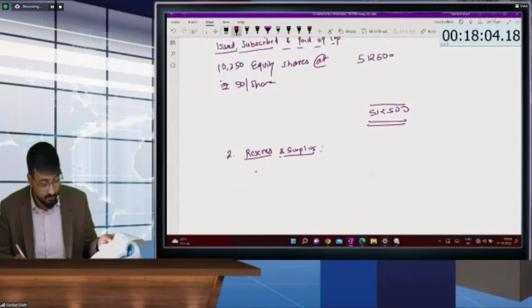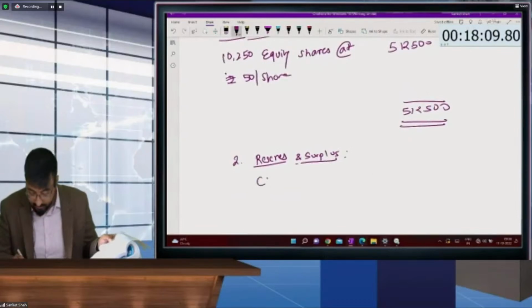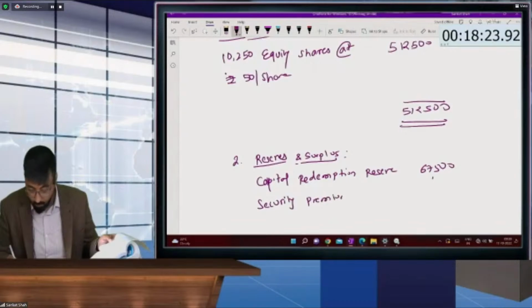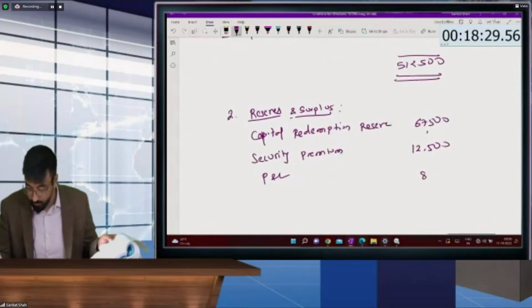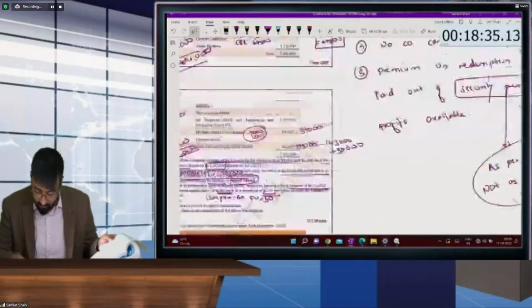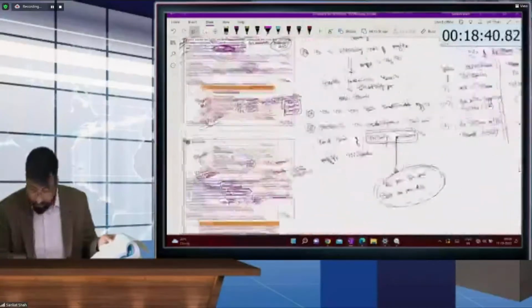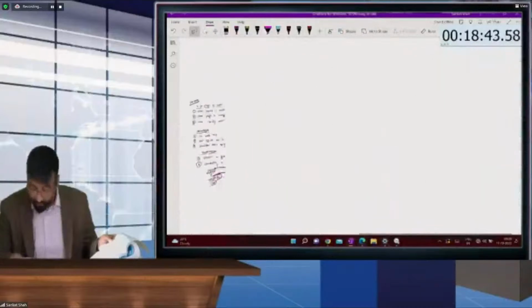Reserves and surplus. Reserves and surplus, CRR. First, always write specific reserves. 67,500. Security premium 12,500. And profit and loss account 8,500. Yes. Then trade payable 1,13,000 and 690 property, plant and equipment.